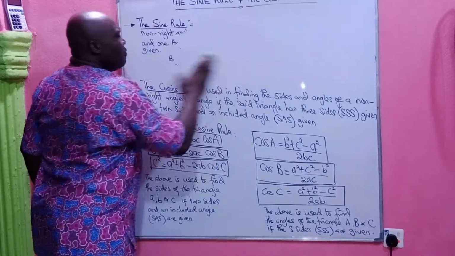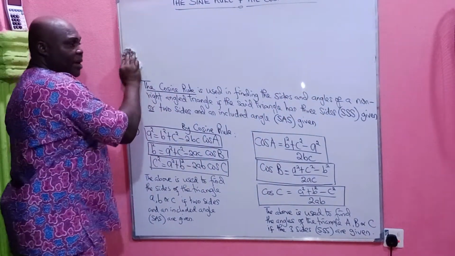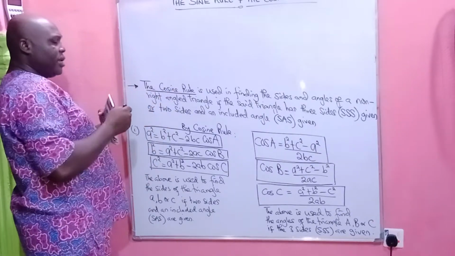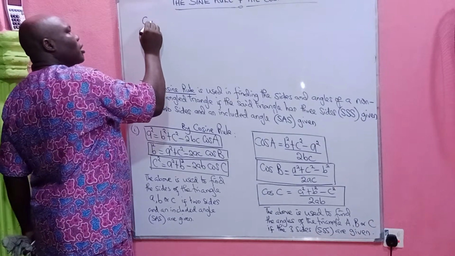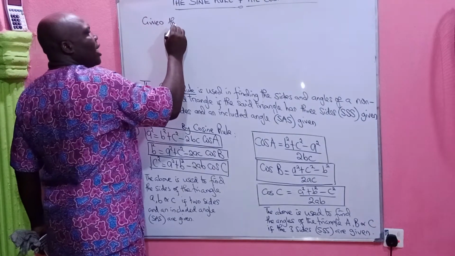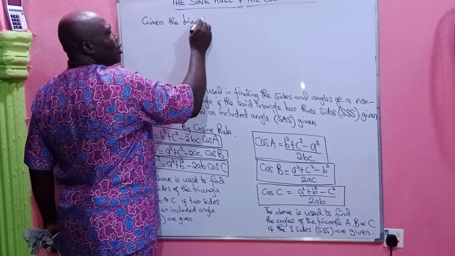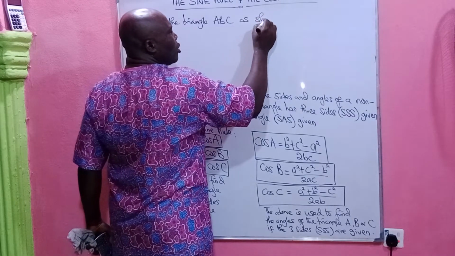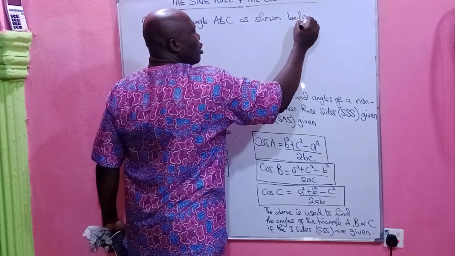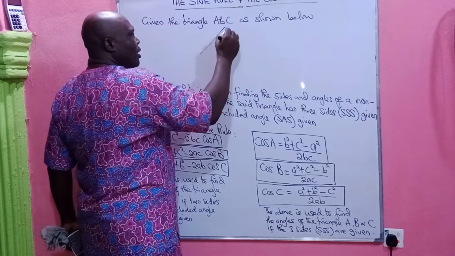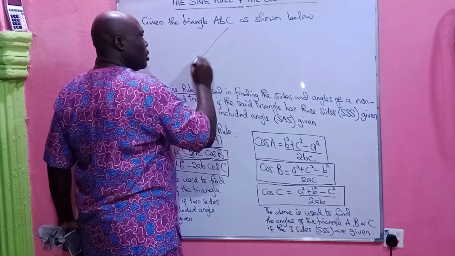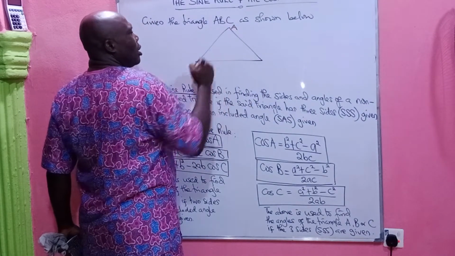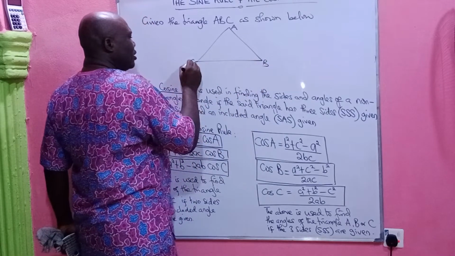If you have your notes already, they are very important. So let's take some illustrations. Let's say you've been given the triangle ABC as shown below. This is a triangle that is not a right angle triangle. Now let's say this is A, and then this is B, and this is C.